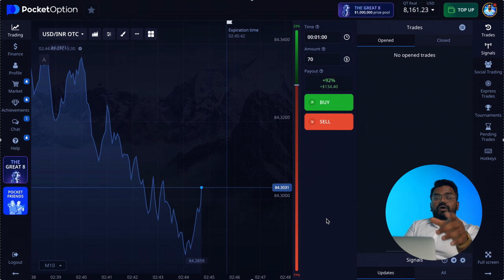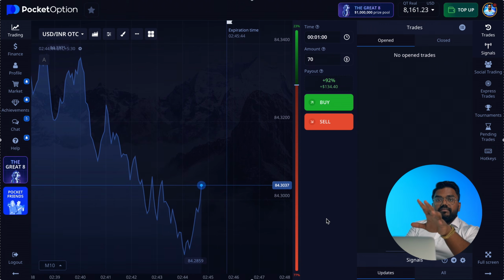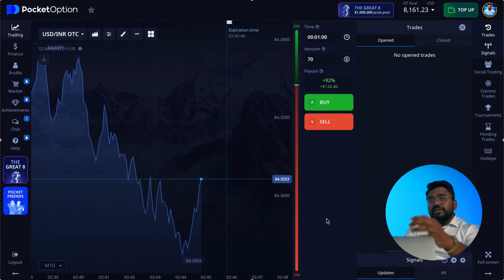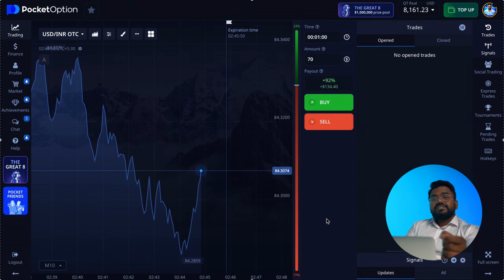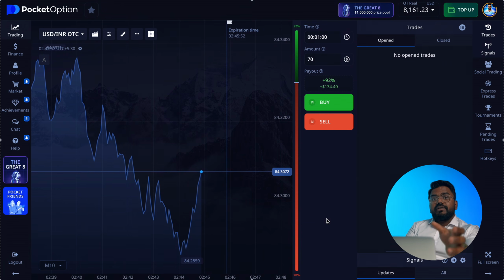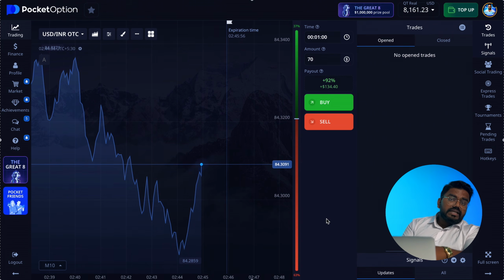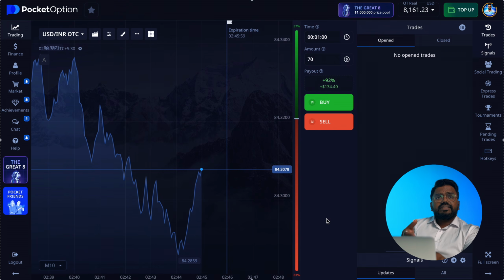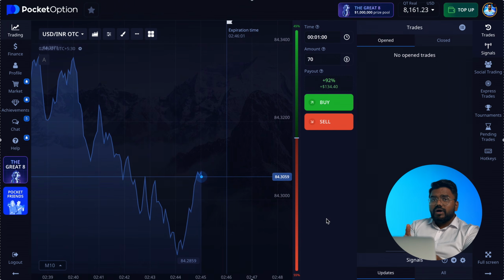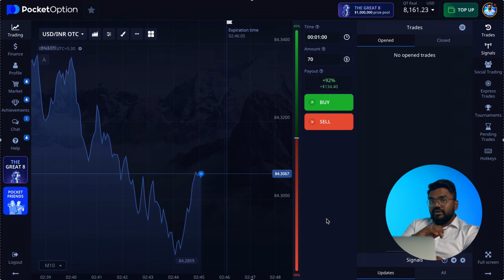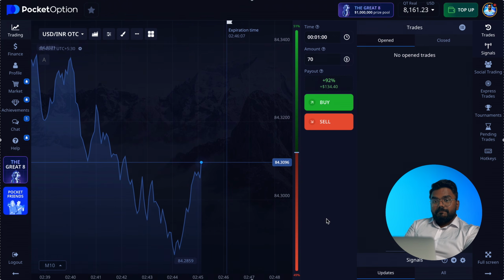Remember the key rules, obviously, so you don't blow up your money. Just invest 1 to 5% of your whole trade amount. If you're investing $1,000, go with 5% of the whole amount for one trade a day. Remember, 3 trades in a day, that's all, and it hardly takes 30 minutes to 1 hour, or 2 hours max if you're a beginner. Don't blow up money. Emotional trading is one of the worst things you can do.